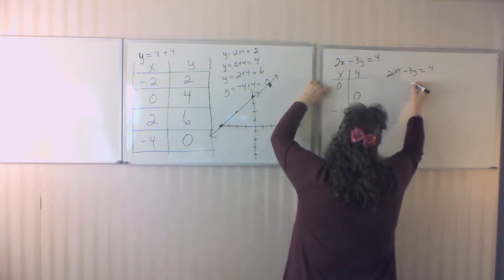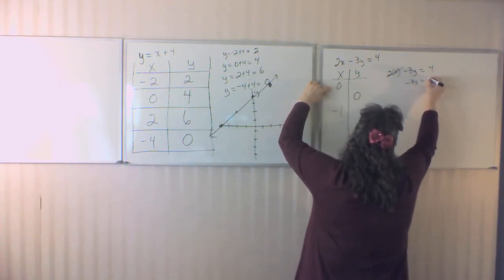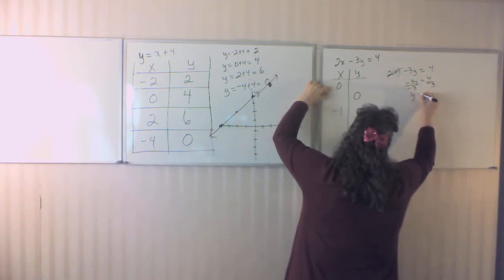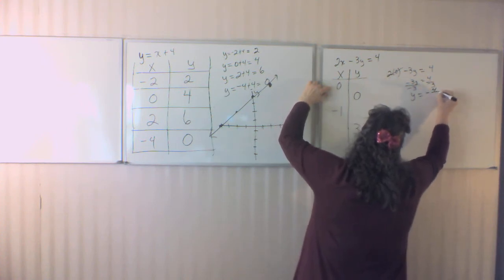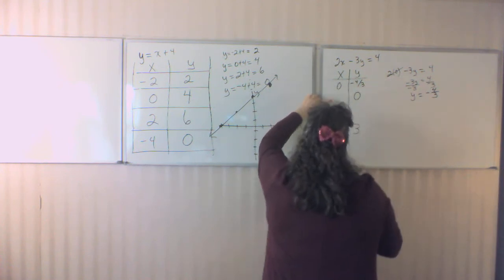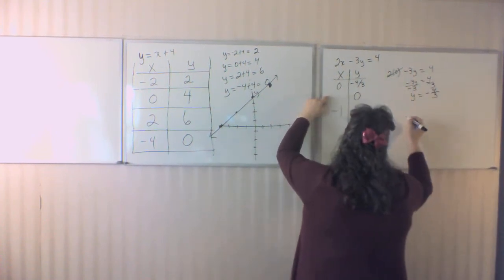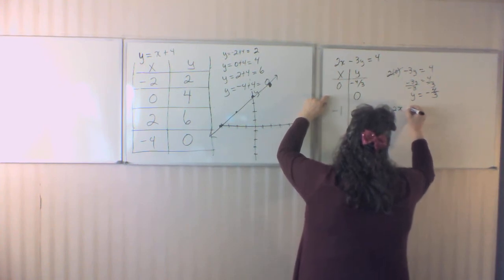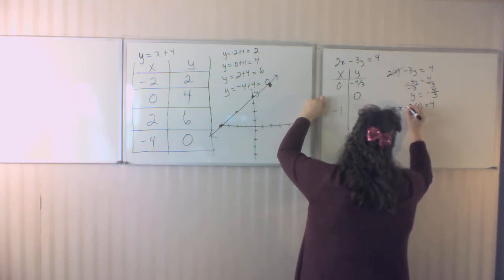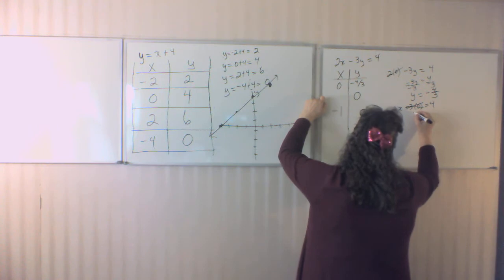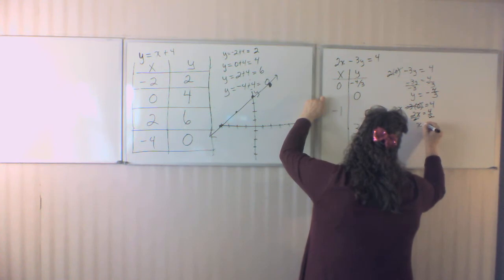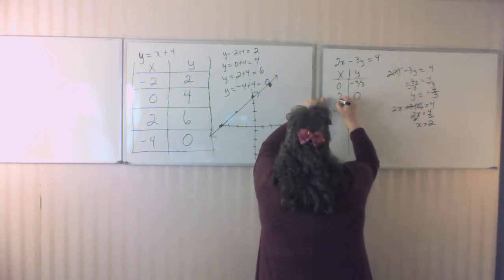So this is 0, so I have -3y equals 4, and divide by that -3. You see how your equation solving skills come back? This is -4/3. Not a nice number. It's not going to end up exactly on the line. Now let's put 0 in for the y. So 2x minus 3 times 0 equals 4. So that becomes a 0. So 2x minus 0 is 2x equals 4. Divide by 2, and x is equal to 2. So my x is 2.